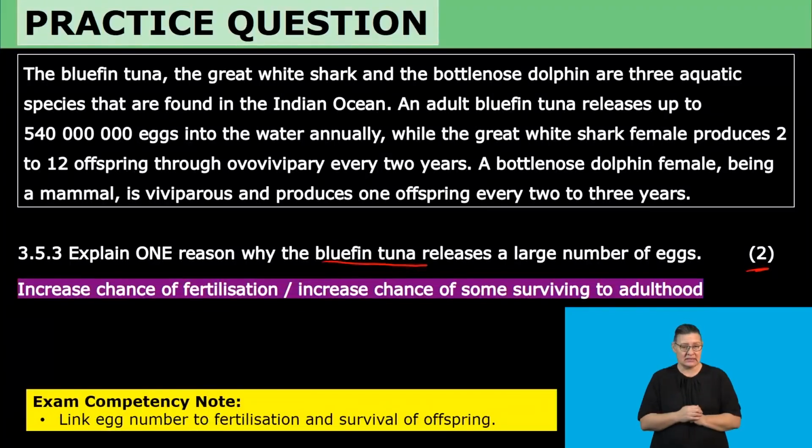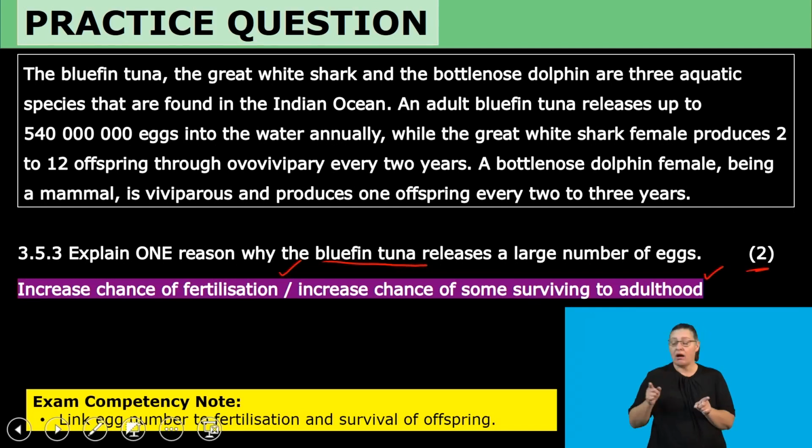Our answer is, it increases the chance of fertilization, or maybe it increases the chance of some surviving to adulthood. We have our 2 marks for the explain question. Always remember to refer to the stem of your question in order to draw answers, because some answers are based on the stem. If you miss the stem, you will definitely miss marks that you can get, and they will give you a good boost in your exam writing.